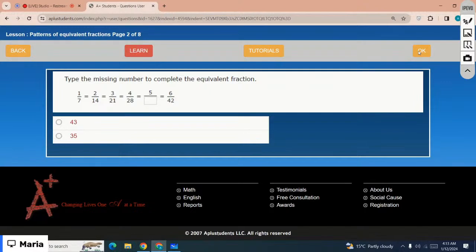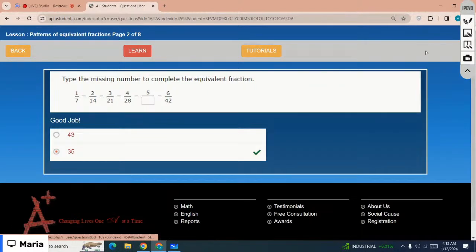Type the missing number to complete the equivalent fraction. Which is the correct option? Which number is missing? Yes, that is 35. You need to multiply the fraction by 5. So 5 times 1 is 5 and 5 times 7 is 35. Very good.